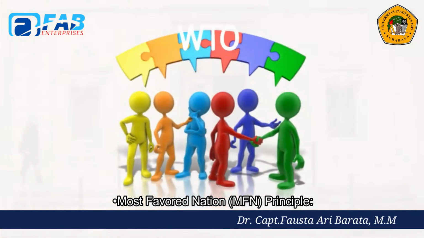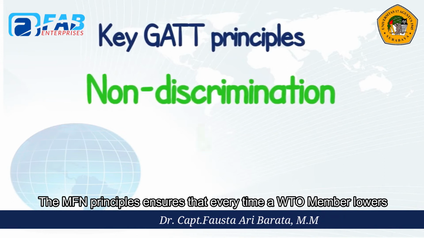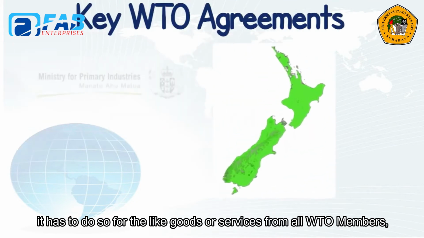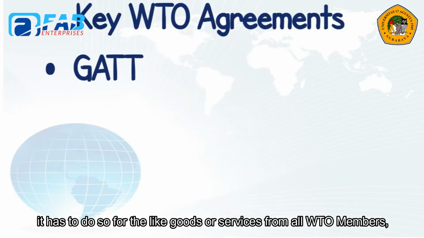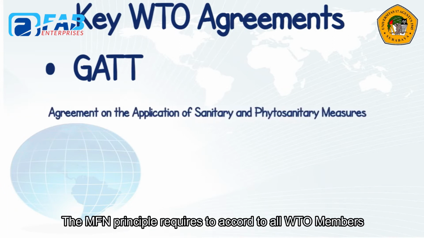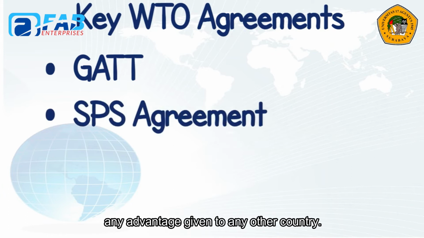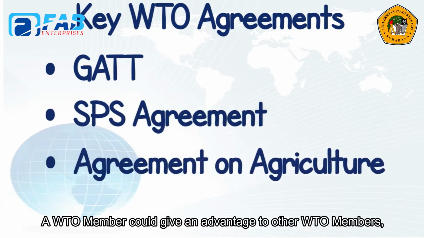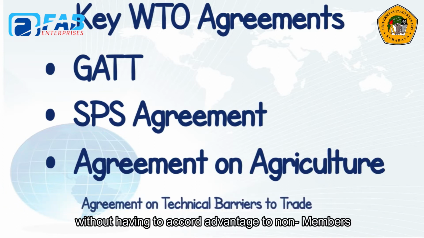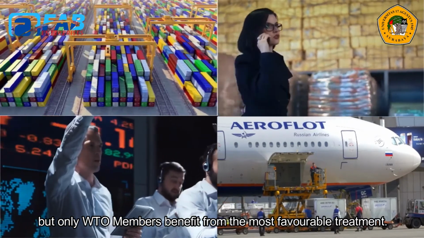Most Favored Nation, MFN, principle. The MFN principle ensures that every time a WTO member lowers a trade barrier or opens up a market, it has to do so for the like goods or services from all WTO members, without regard of the member's economic size or level of development. The MFN principle requires to accord to all WTO members any advantage given to any other country. A WTO member could give an advantage to other WTO members, without having to accord advantage to non-members, but only WTO members benefit from the most favorable treatment.